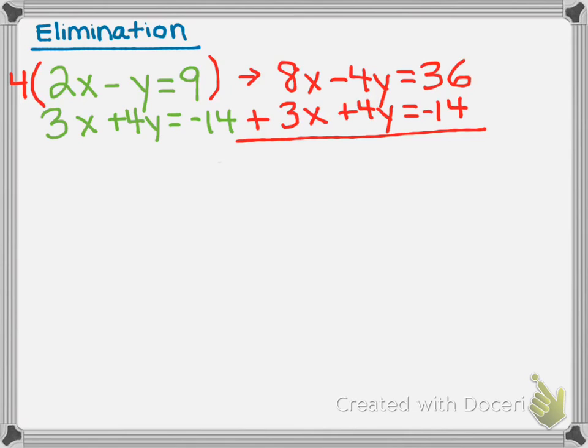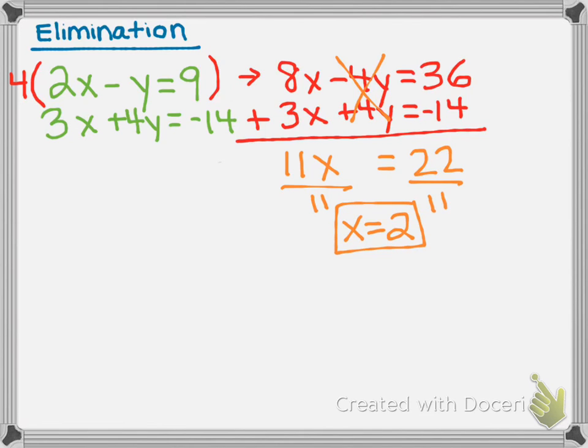Okay, and when we do this, we get 8 plus 3, which is 11. So we get 11x, negative 4y and 4y, there's my 0 pair. And then you have 36 plus negative 14, and you get 22. Divide both sides by 11, x equals 2.